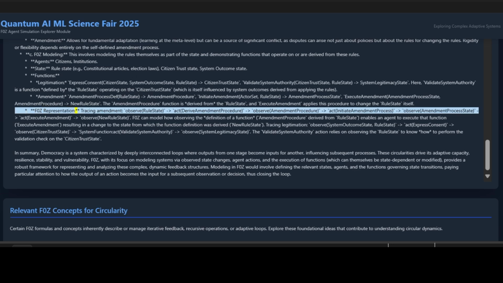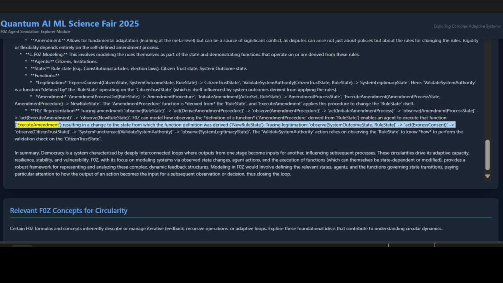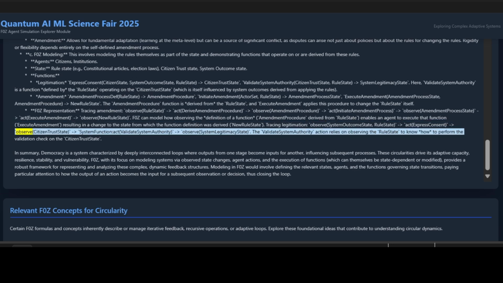F0Z representation, tracing amendment: observe rule state; act: derive amendment procedure; observe amendment procedure; act: initiate amendment process; observe amendment process state; act: execute amendment; observe new rule state. F0Z can model how observing the definition of a function, amendment procedure derived from rule state, enables an agent to execute that function, execute amendment, resulting in a change to the state from which the function definition was derived, the new rule state. Tracing legitimation: observe system outcome state, rule state; act: express consent; observe citizen trust state, system function; act: validate system authority; observe system legitimacy state.